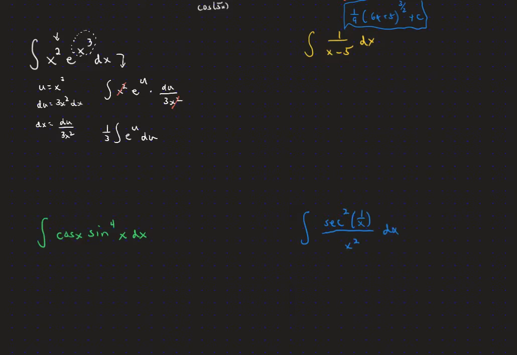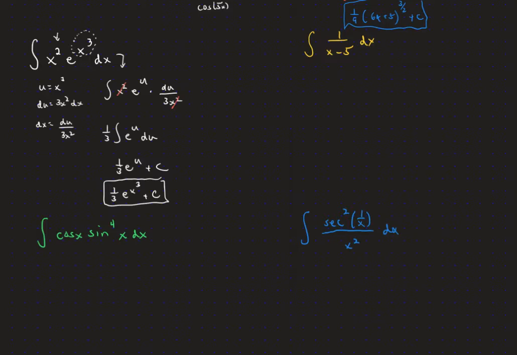The integral of e to the u is just e to the u. The 1/3 is still there, and we get our constant of integration. We go back and plug in our substitution. U was the x cubed, and that is our indefinite integral.